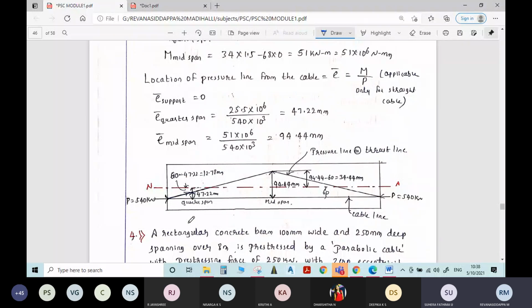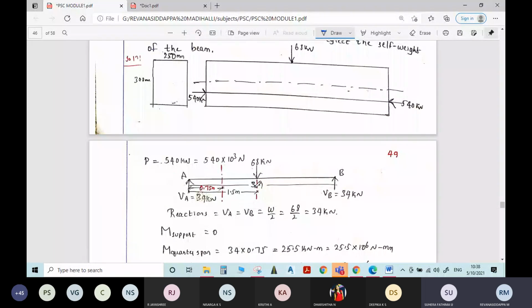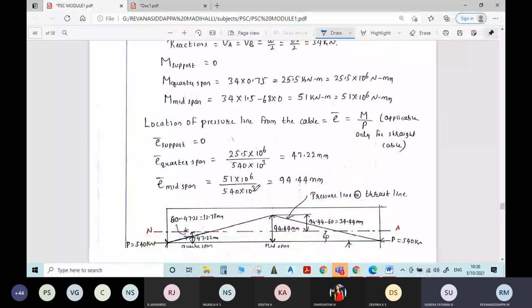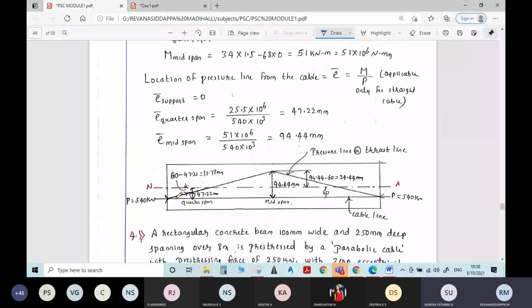Sir, is this thrust line a parabola or a triangle? It's a triangle. What is the nature of the bending moment for a point force? It will be a triangle, so directly join the points by a straight line. If it is a UDL, the nature of the bending moment will always be parabolic. Okay, sir.